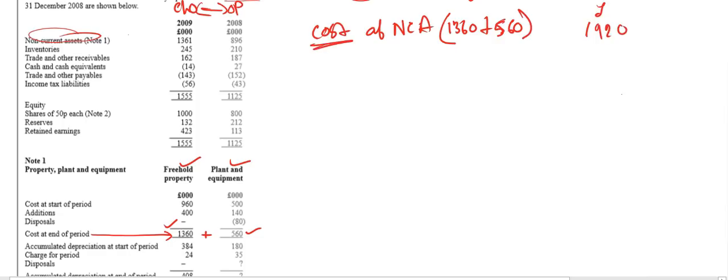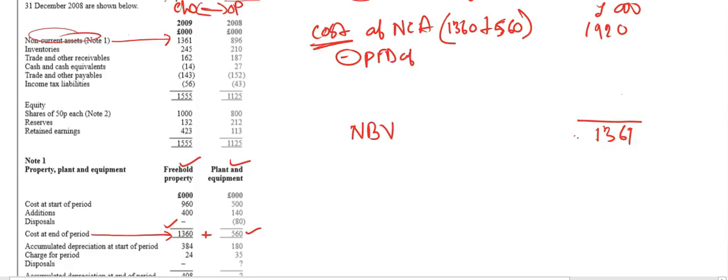This is cost, all right? And this figure, they give you net book value. Net book value is 1361, yet again in thousands. How did they get it? They deducted provision for depreciation from the cost. Yes, that's what you're going to do as well. Less provision for depreciation of property.